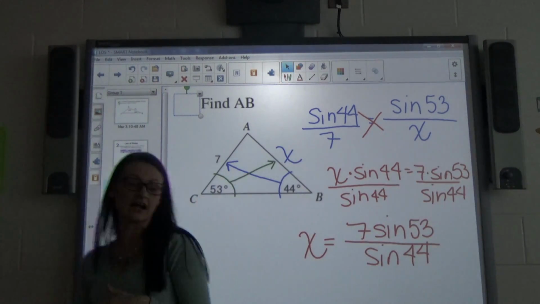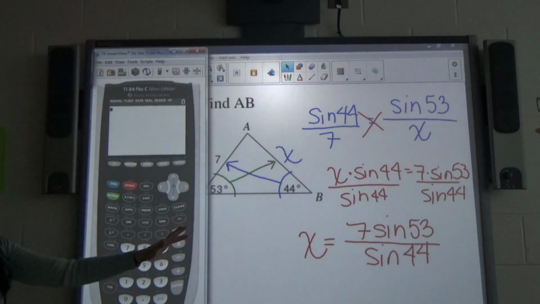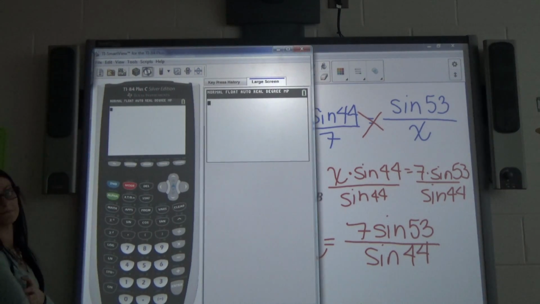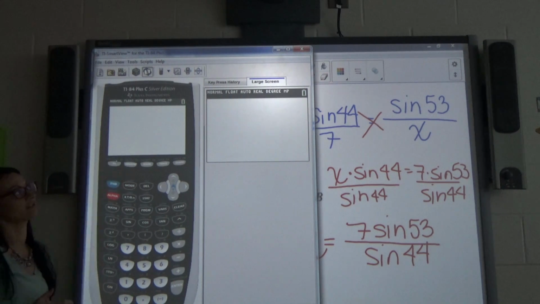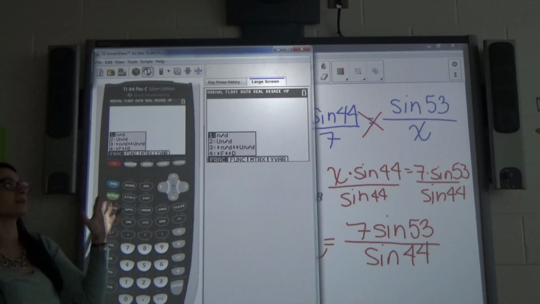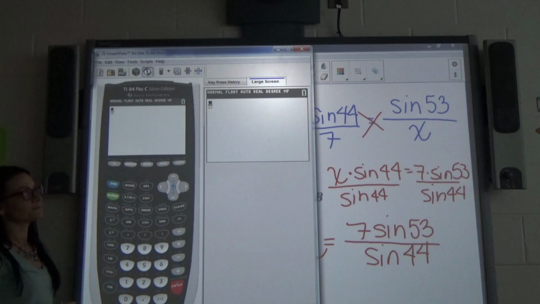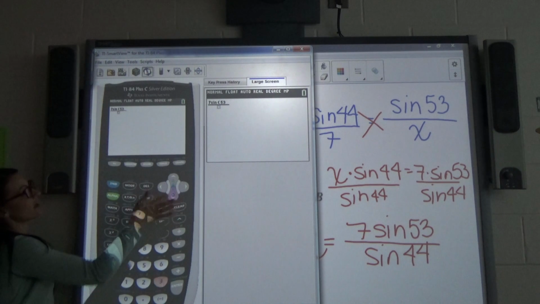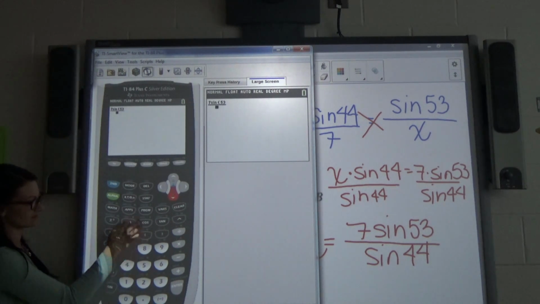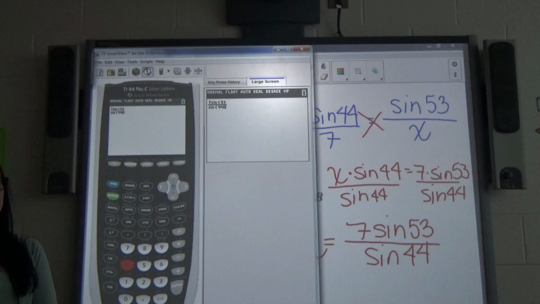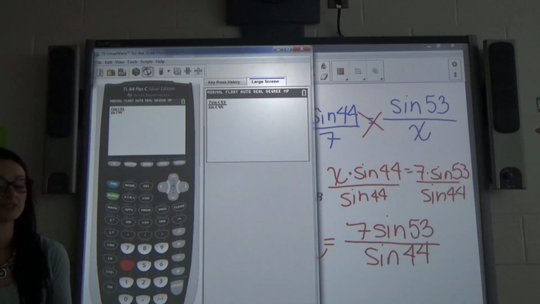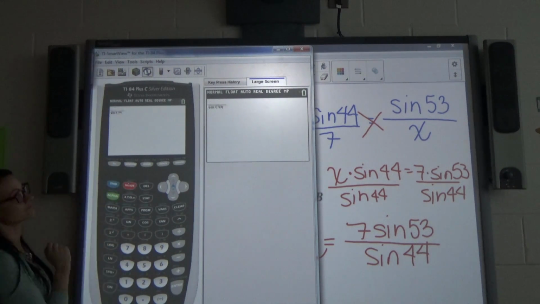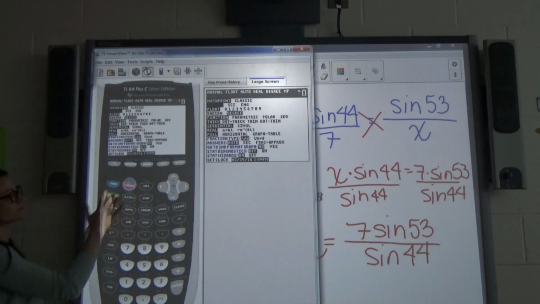Now I'm set up where I can enter all of this into my calculator at once. So I'll bring the large calculator screen up so you can see what's going on. I'm going to make my calculator actually do a fraction for me. So I'm going to do 7 times the sine of 53 and divide that by the sine of 44. And don't forget, since all of the angles we're dealing with are in degrees, I have to double check and make sure my calculator is in degree mode, which mine is, so we're good.